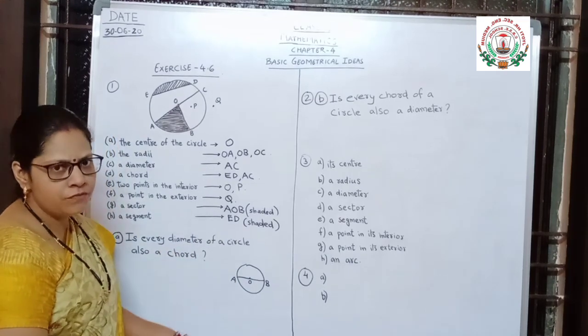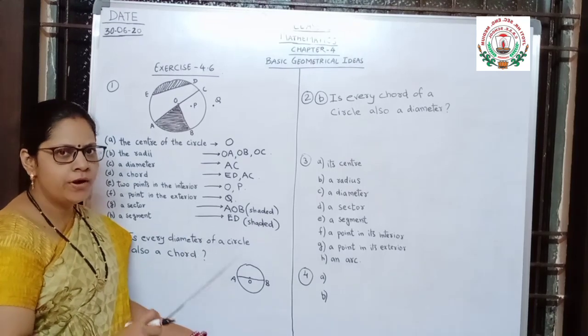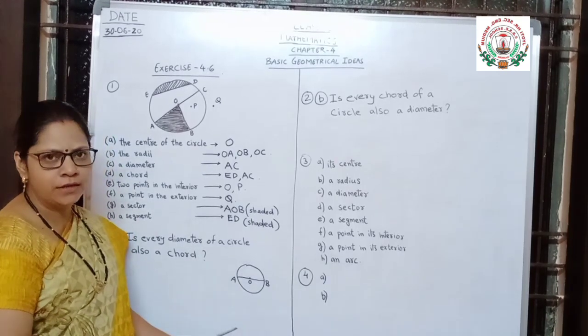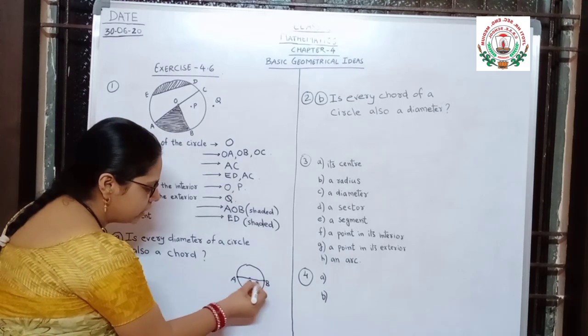What is the definition of a chord? Chord means 2 points on the circle and drawing one line through that. So, two points on the circle and joining them.